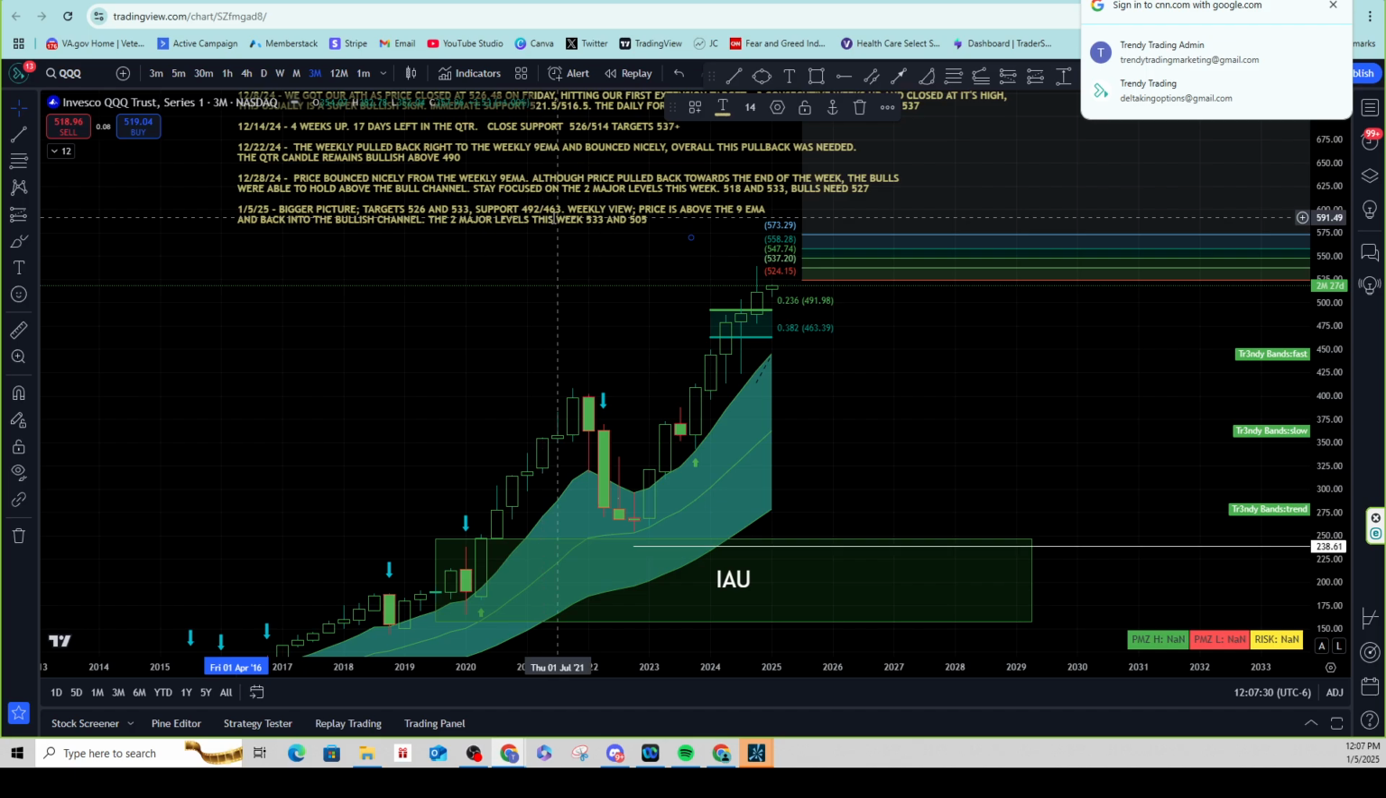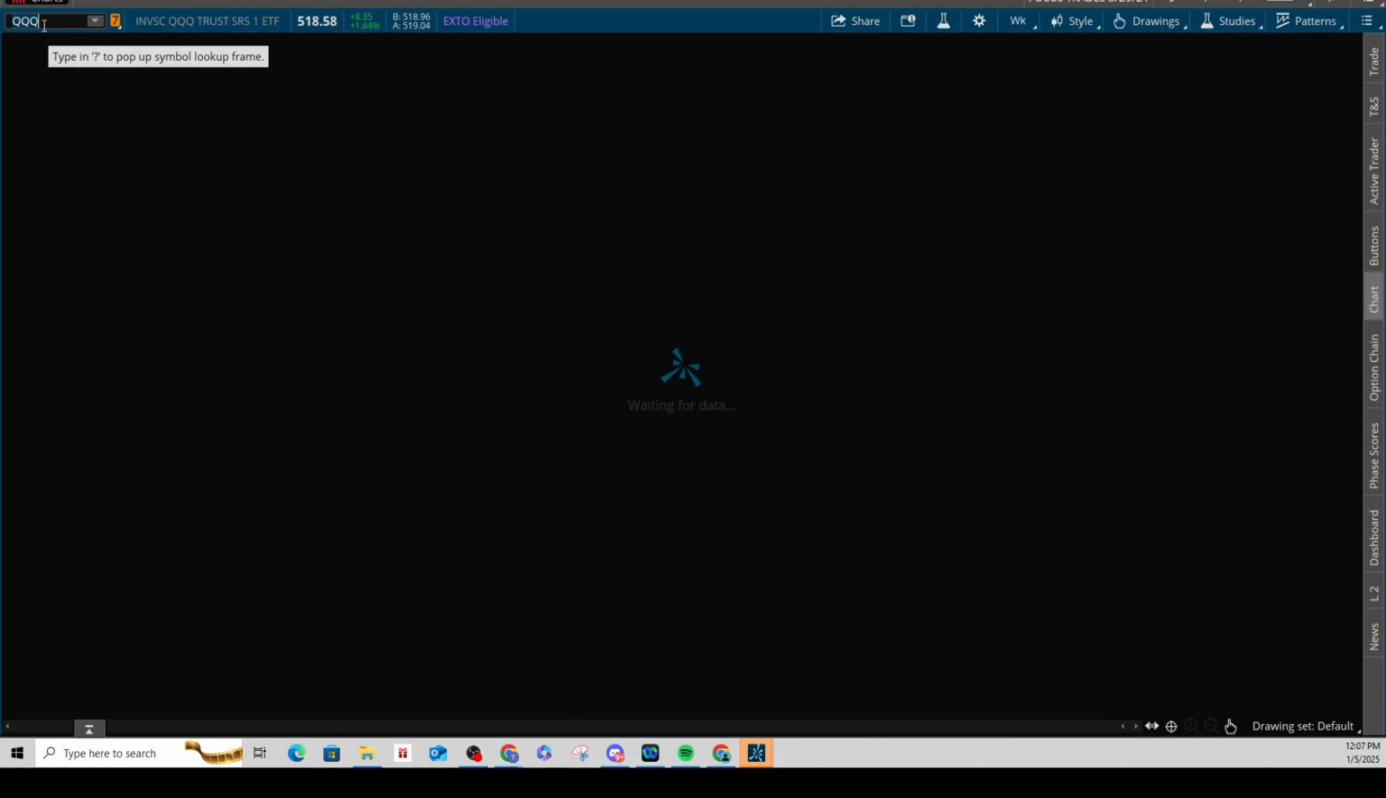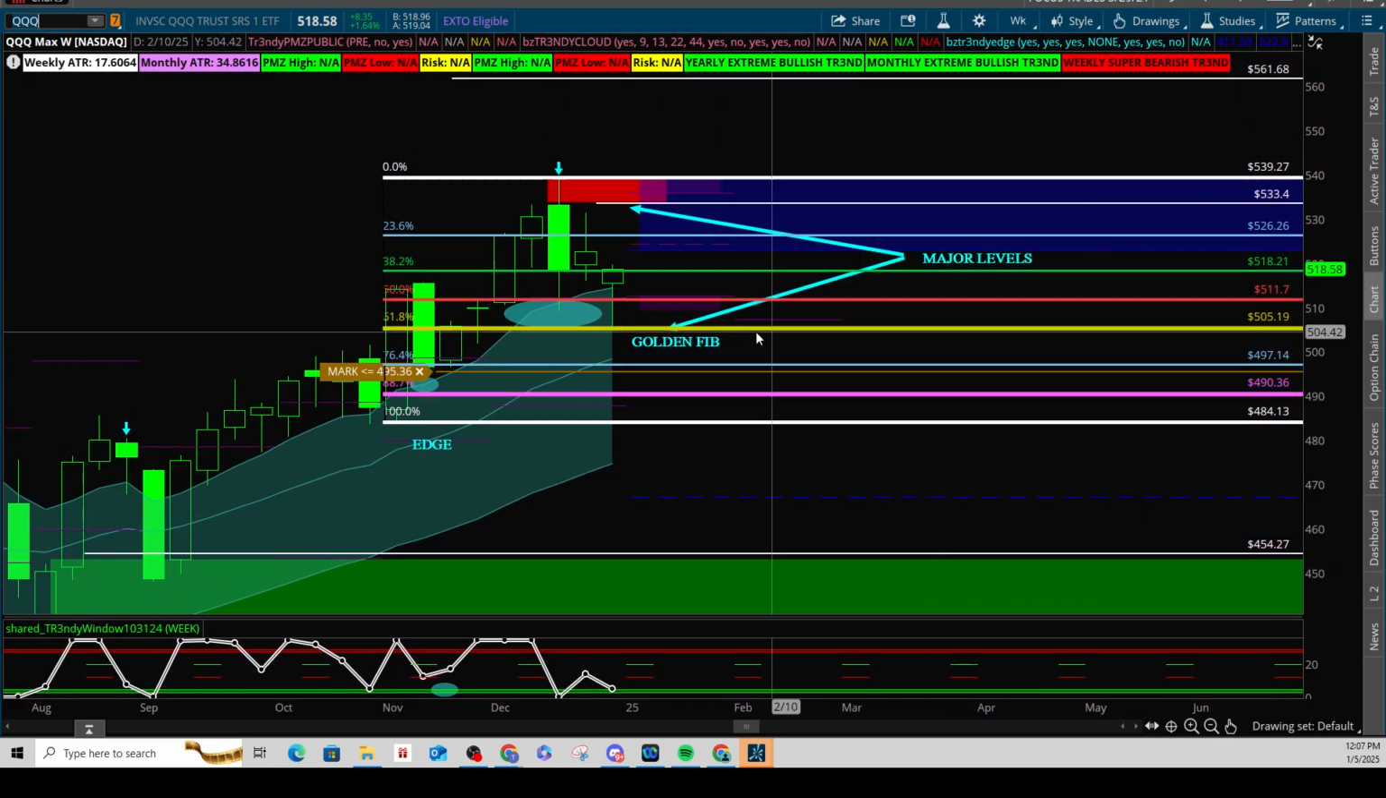Support is 492 and 463. Your weekly view, the price is above the 9 EMA, and I'll show you that here in a second, and back into the bullish channel. The two major levels this week are 533 and 505. Let's go ahead and take a look there. And we're going to pull up the Qs. And here on the weekly, you guys can see these are our two major levels.